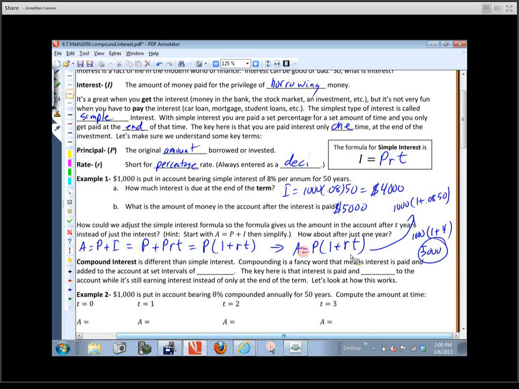So this little formula right here doesn't just give you the interest, it'll tell you how much is in your account at any given time. Any questions there?